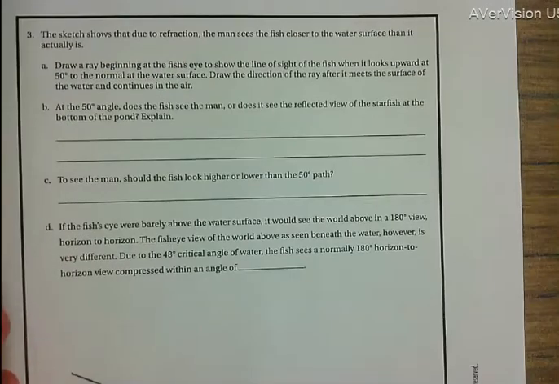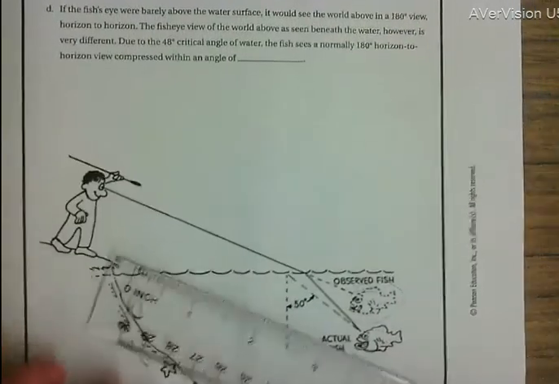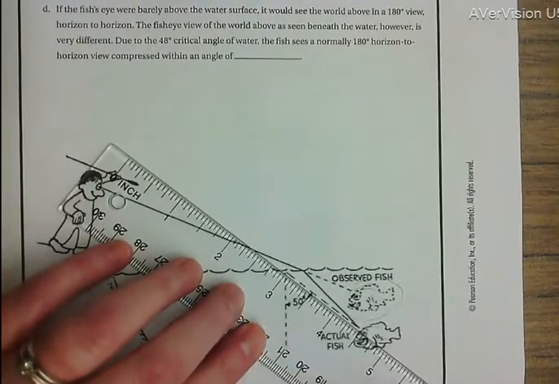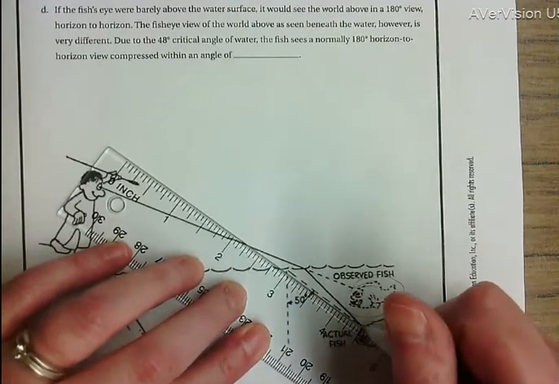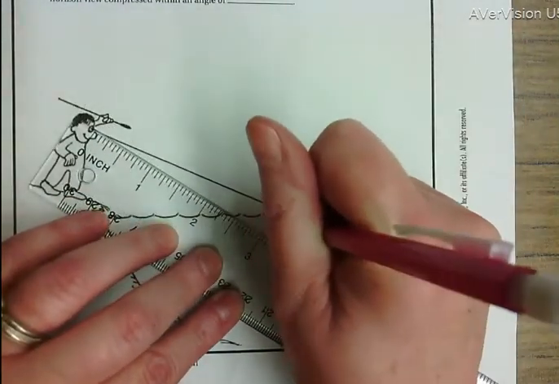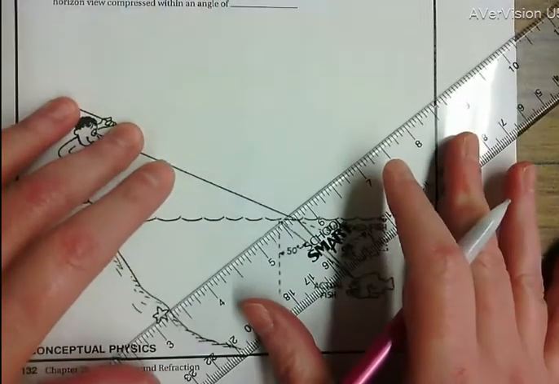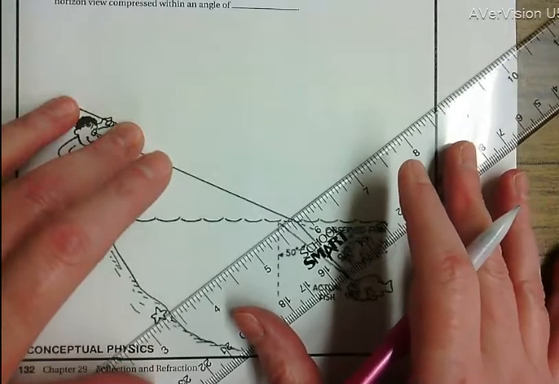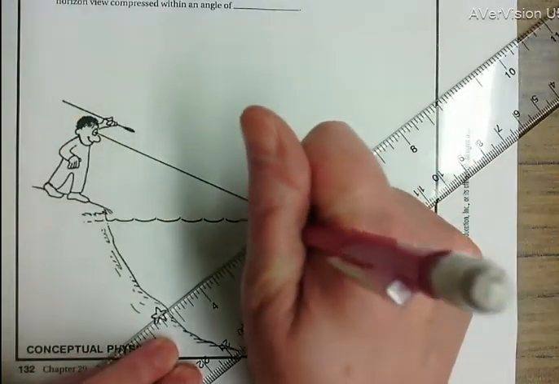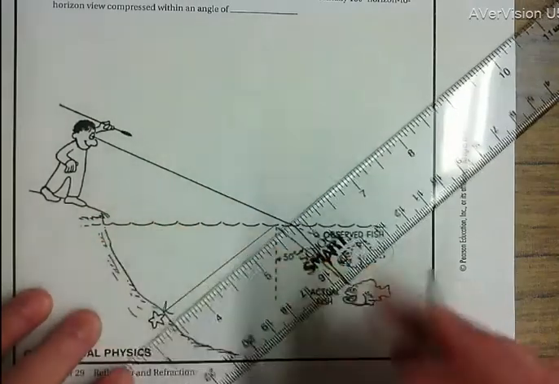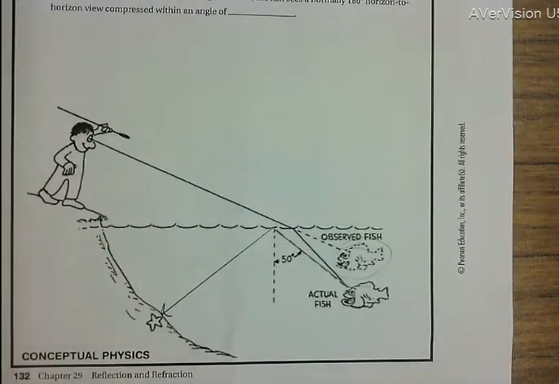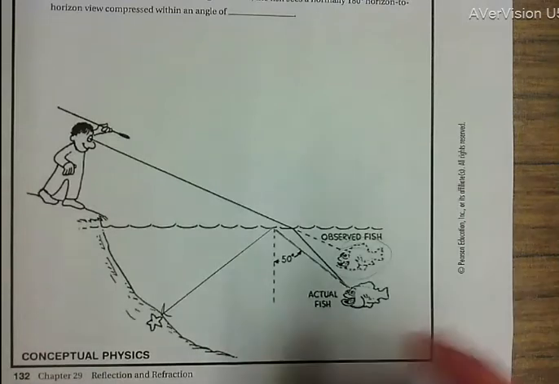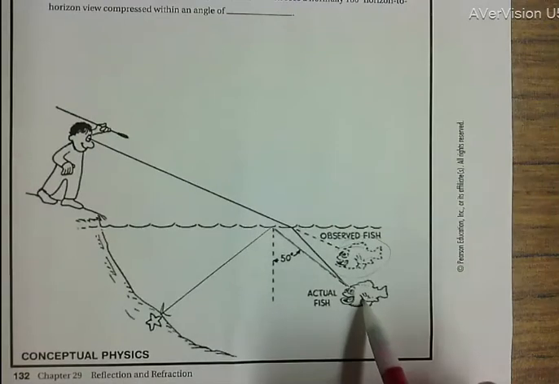Draw a ray beginning at the fish's eye to show the line of sight of the fish when it looks upward at 50 degrees to the normal at the water surface. Draw the direction of the ray until it meets the surface of the water and continues in the air. So here's our ray, and they already put it on here for us, but here it's going to be reflected as well as passing through. It's going to look like this. Most of the light is going to do that, because the surface of the water is going to be acting like a mirror for the fish.